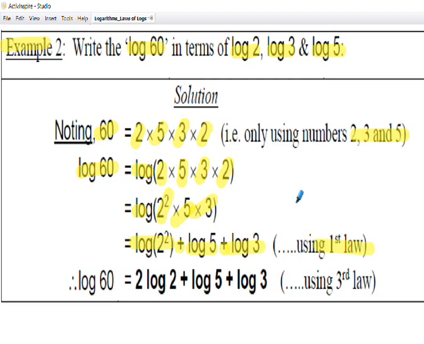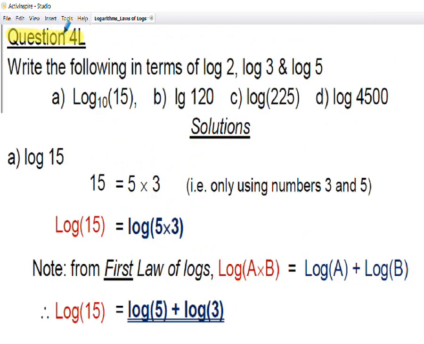That's the first law applied because each of the terms in the bracket were multiplied together. 2 squared multiplied by 5 multiplied by 3. That's the first law. On the final line, I've written log of 60 is equal to 2 times the log of 2. I've applied the third law of logarithms there, plus a log of 5 plus a log of 3. So in that question, we use both the first and the third law to get to our final solution.